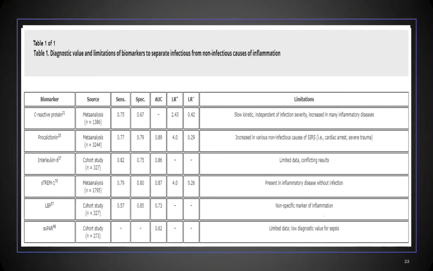If you see interleukin 6, it is highly sensitive, though less specific, but there is limited data on its results. sTREM-1 also has a sensitivity of about 0.7 and 0.8. However, the limitation is that it is present in inflammatory disease without infection also. Lipopolysaccharide has a lesser sensitivity, but specificity is higher. It's a non-specific marker of inflammation. Similar to suPAR, which has very limited data. We'll go into each of the details of these biomarkers.